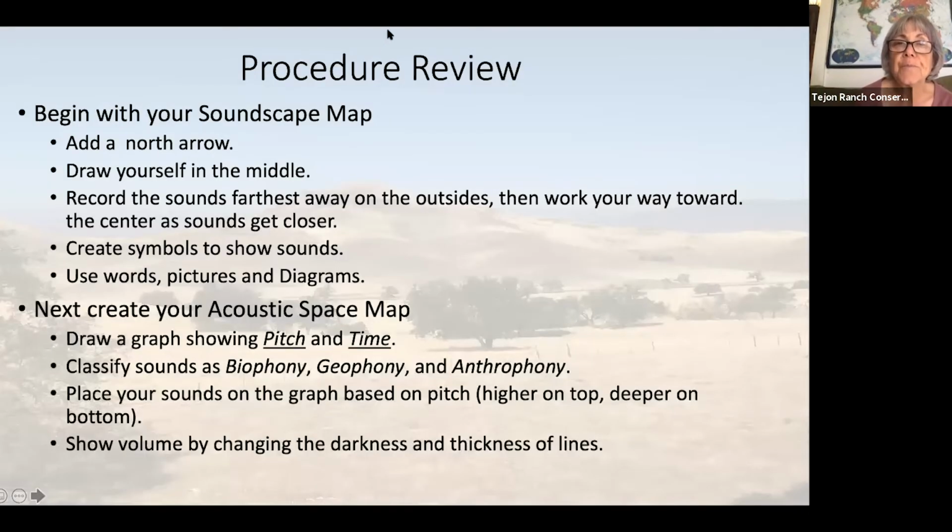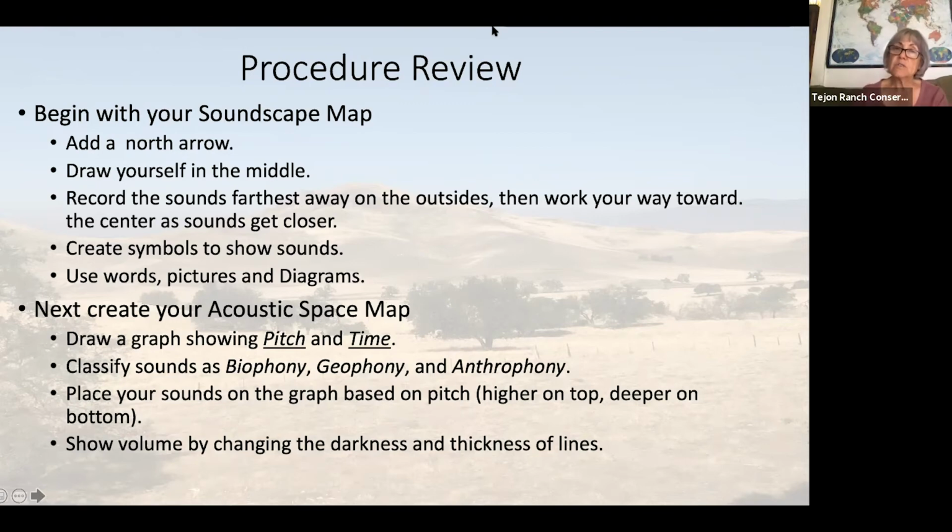Here's a review. Begin with the soundscape map. Finish with the acoustic space map. Add a north arrow and draw yourself in the middle on the soundscape map. Record the sounds that are farthest away from you on the outsides of your paper and work your way toward the center as the sounds get closer. Create symbols to show those sounds and use words, diagrams, and pictures.